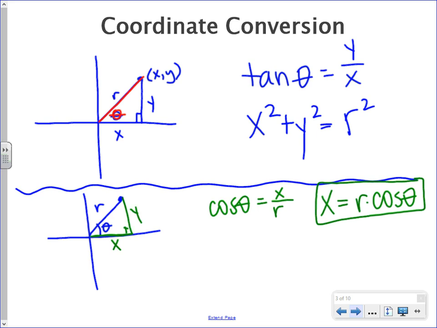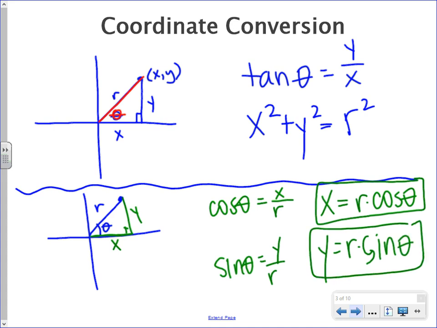If we wanted to figure out y, what is going to help us if we know r and theta? Sine. We know that the sine of theta would be opposite over hypotenuse. So y is r times the sine of theta. Okay? These 4 conversions are what you need for this entire section. If you can understand where these come from, you can convert polar coordinates to Cartesian, Cartesian to polar, and we're even going to look at the difference in their equations.